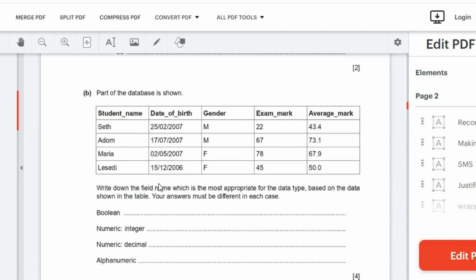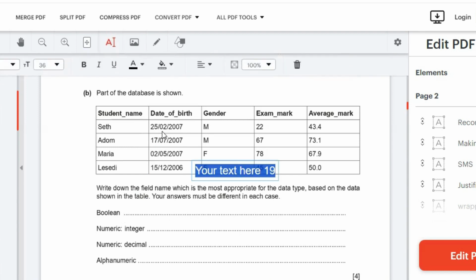For Boolean, the answer will be what? The answer will be gender. Now for numeric, which is an integer, the answer will be what? Exam mark. Can you see exam mark here? Exam mark.